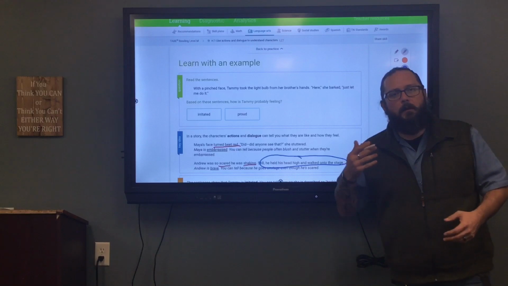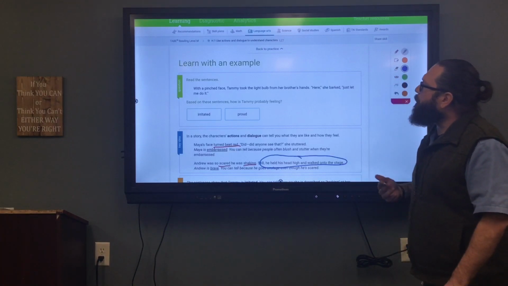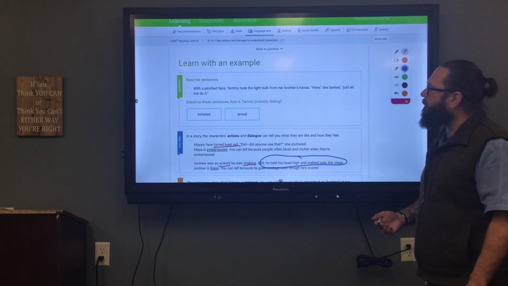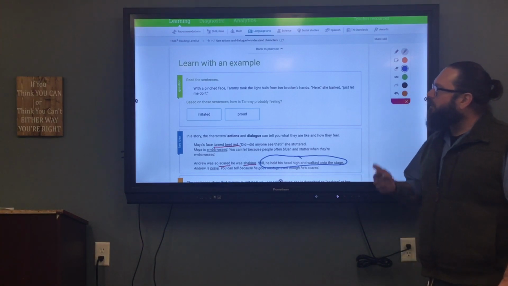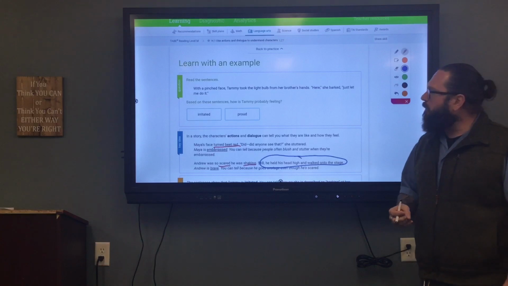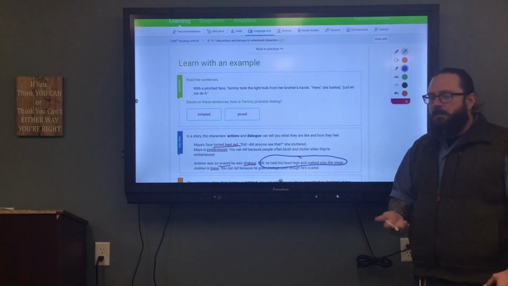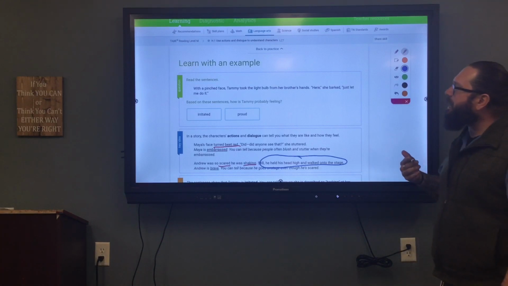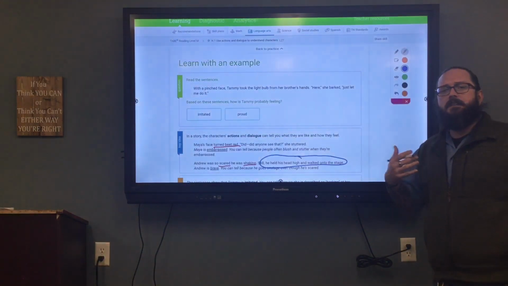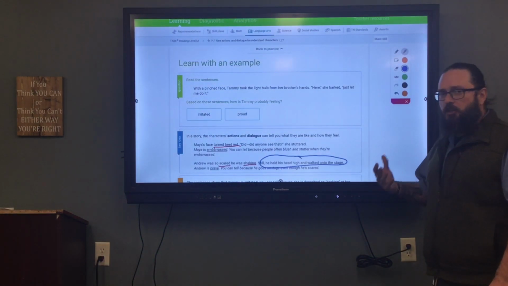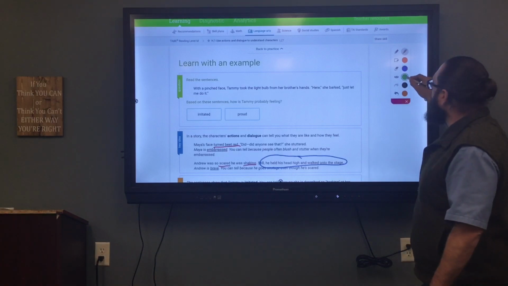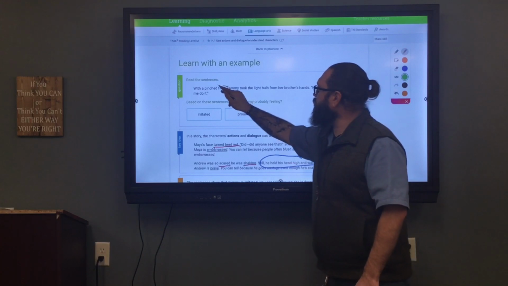Now, let's go back to our original example. With a pinched face, Tammy took the light bulb from her brother's hands. "Here," she barked, "just let me do it." So based on the sentences that we are given, how is Tammy probably feeling? Is she irritated or proud? Well, let's look at the actions and the descriptions of the character to help us determine whether she was irritated or proud. So first, we are told that she has a pinched face.